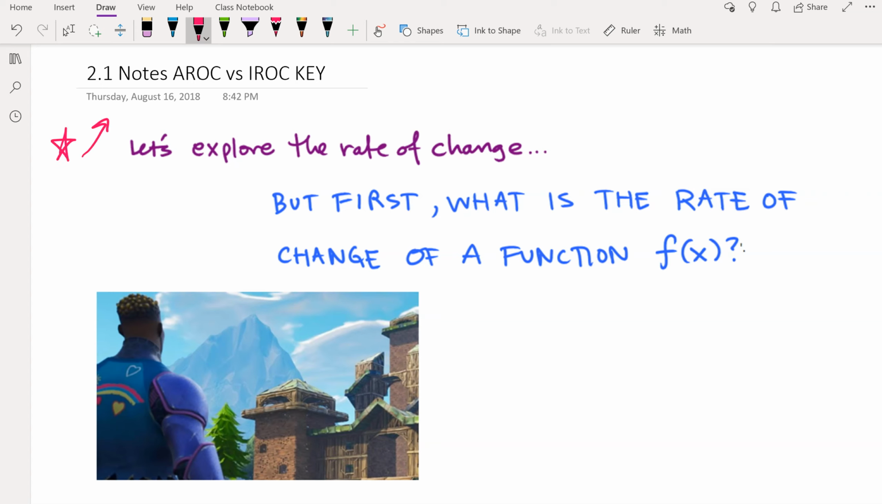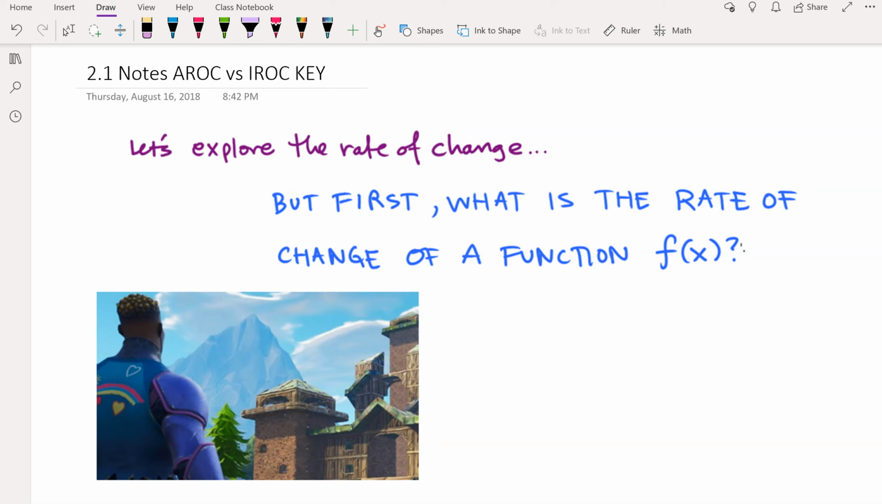So the first thing you need to do is make sure you get the notes title, 2.1 notes, AROC versus IROC. I'm going to be pronouncing AROC, AROC, and then IROC, IROC. So 2.1 notes, AROC versus IROC.